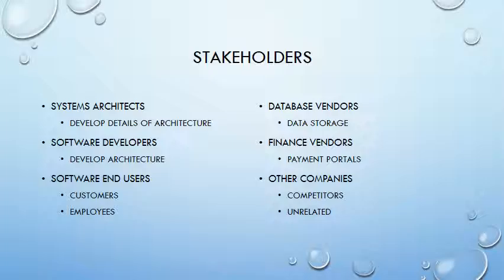The first one being obviously the systems architect, who develops the details of the architecture. We have the software developers who develop the actual architecture, physically, so coding, and they also provide support and maintenance for the architecture. We have software end users, which include customers and employees. Customers obviously being the people who book the trips, and employees being people who drive the cars and pick up the people. We have some database vendors, which obviously just handle database servers such as SQL. And we have some finance vendors who will offer payment portals, for card payments and all that kind of stuff.